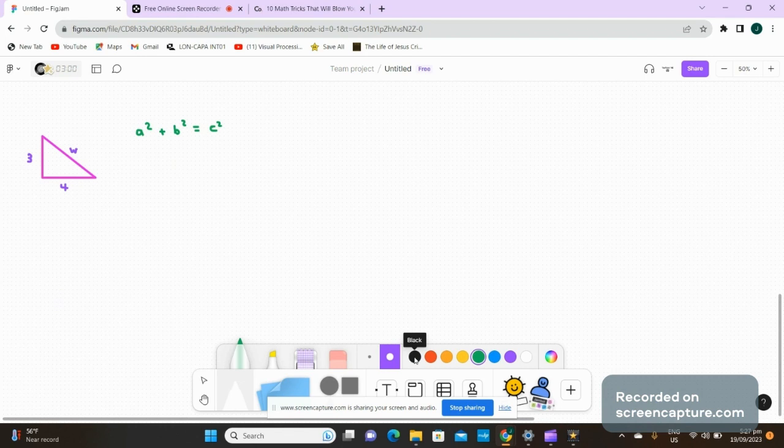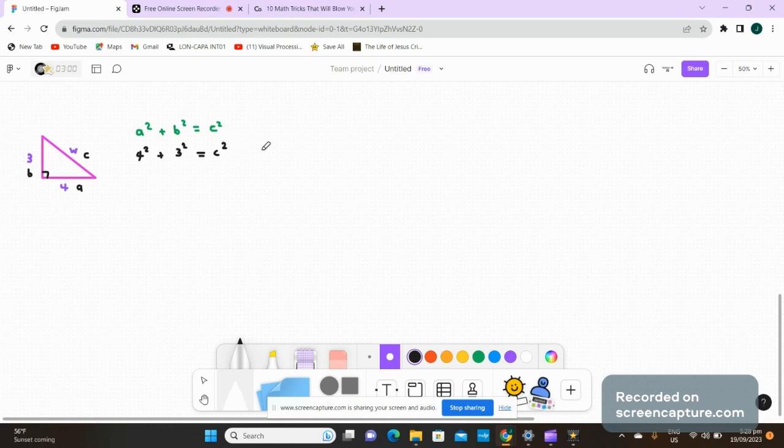To start off, we're going to label our sides. We label them slightly differently. These two shorter sides are A and B. It doesn't matter which way you put them. But this longer side, the one opposite the right angle, is always going to be C. So we know this one's C. This one can be A or B, but we'll just call it A. We'll call this one B. Now, all we have to do is substitute into the equation. We know A is 4, so we'll put 4 in. 4 squared plus B is 3, 3 squared. I'm going to redo that because that's terrible. Equals C squared.